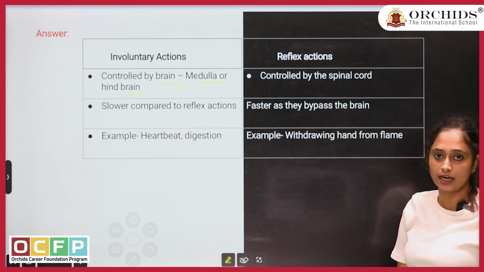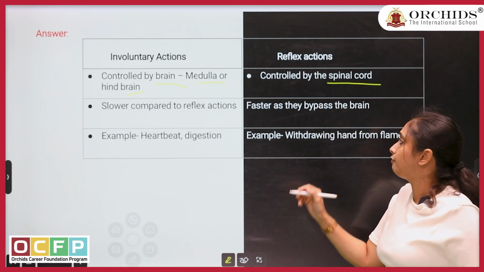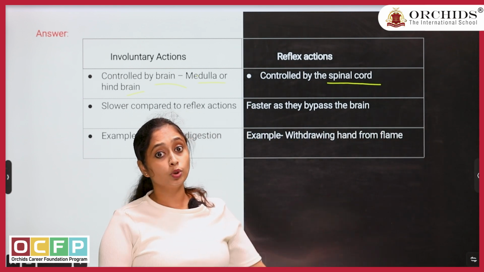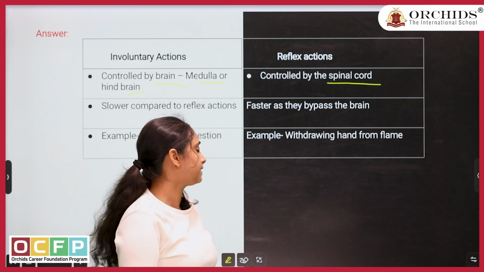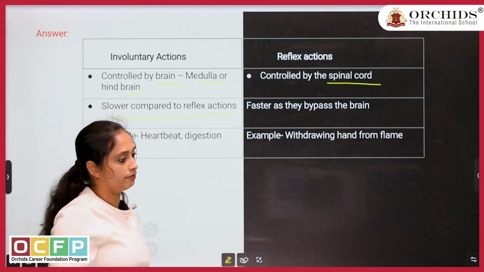Now come to the reflex action. Reflex action is not controlled by the brain. Reflex action is controlled by the part which is known as the spinal cord. Both the brain and spinal cord are parts of the central nervous system. Now, come to the second point, slower compared to the reflex action.